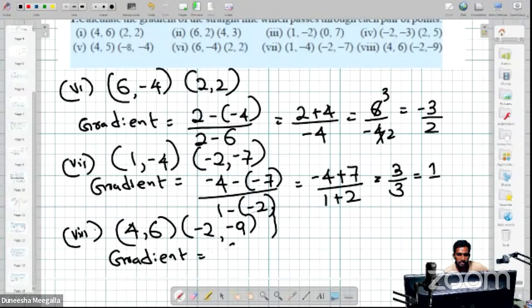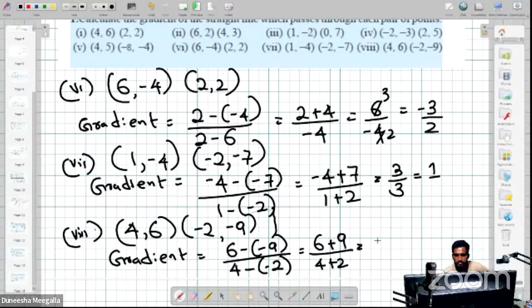Gradient is 6 minus minus 9 divided by 4 minus minus 2. 6 plus 9, 4 plus 2. 15 divided by 6. We can divide by 3. It's 5 divided by 2. Okay. Did you get the answer?